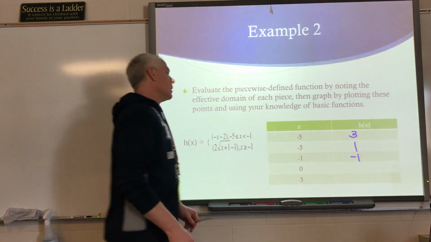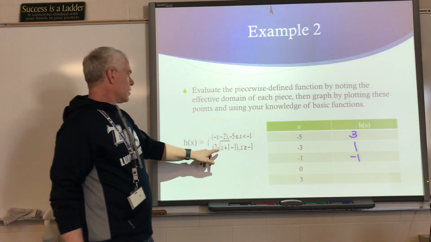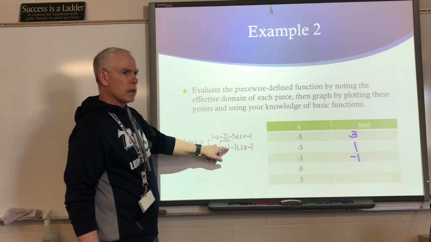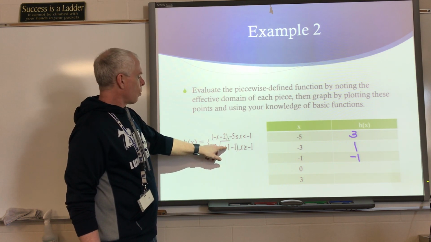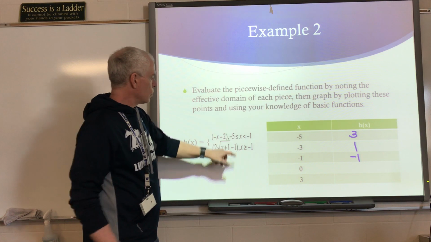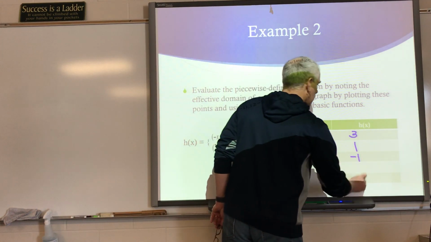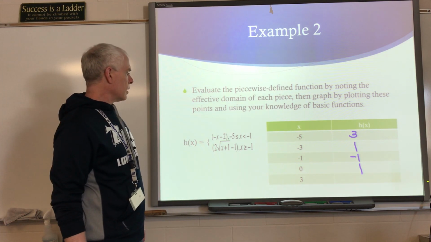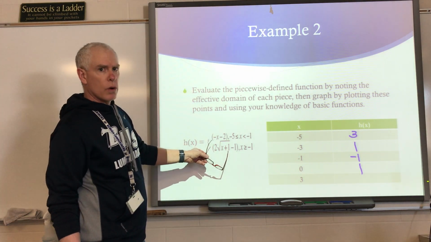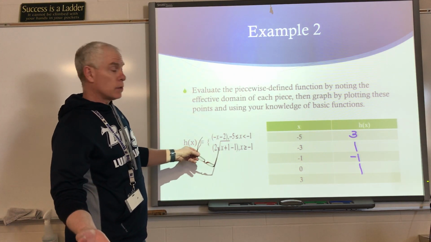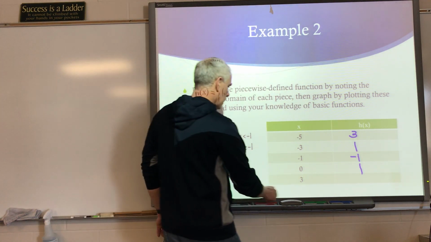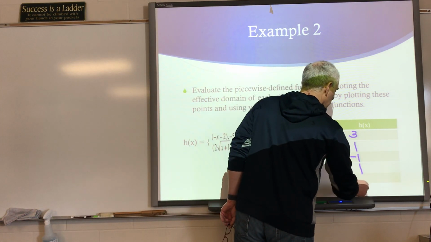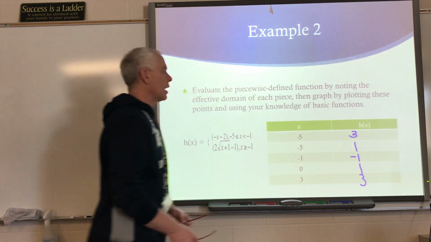Okay? And 0 plus 1 is 1. The square root of 1 is 1. Times 2 is 2. 2 minus 1 is positive 1. And when you put a 3 in, 3 plus 1 is 4. The square root of 4 is 2. 2 times 2 is 4, and 4 minus 1 is 3. So I've got points that I can plot.